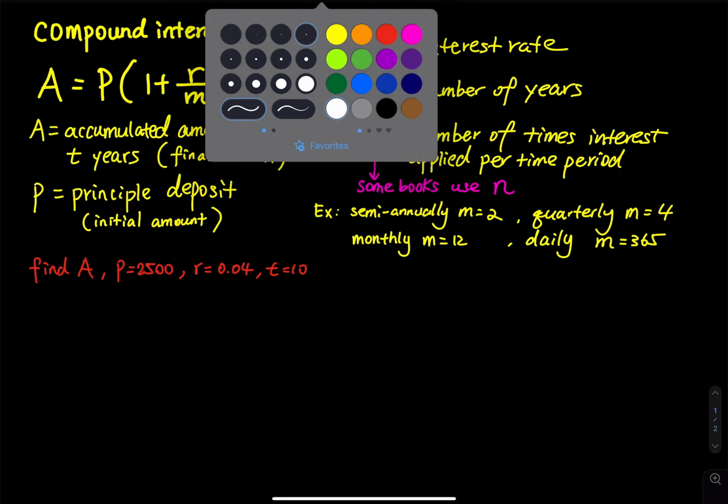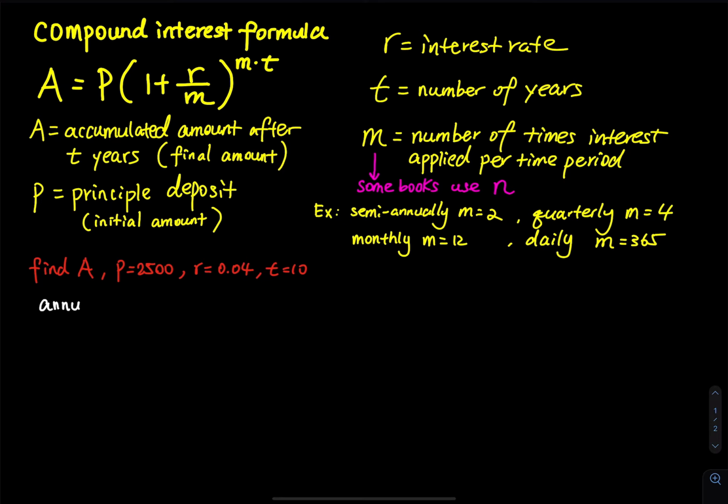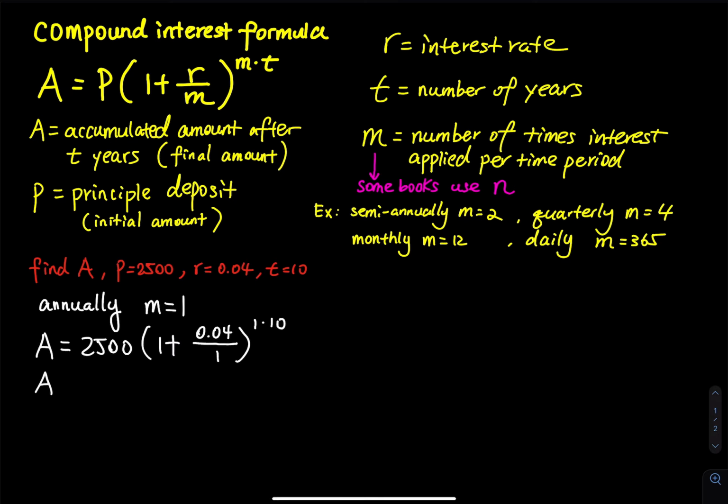So let's use a different color to divide this up. For annually, what does m equal? I want to calculate the interest annually. How many 1 years are in a year? The answer is 1, right? So m equals 1, and then A, the amount that I will get, equals my principal deposit times 1 plus r, where r is 0.04 divided by m, with m equal to 1, raised to the power of 10 years. Put this in your calculator, and keep 2 decimal places. This is approximately equal to this amount, 0.61. This is my principal deposit plus the interest.